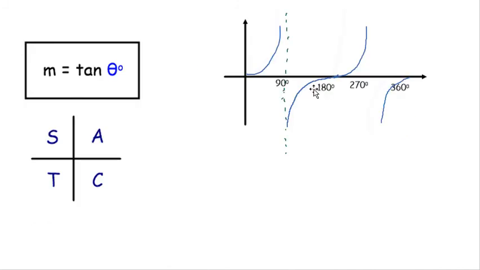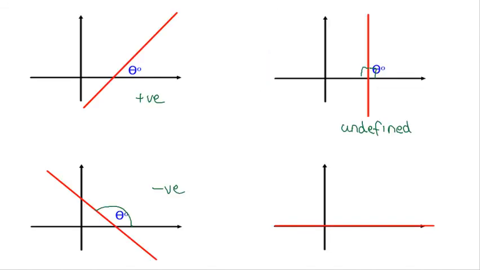And again, a quick look at the tan graph tells us that between 90 and 180 degrees, the tan graph is negative now, it's below the x-axis. So our gradients are all going to be negative for any angle between 90 and 180. And then our final case is where our line makes an angle of 0 degrees or 180 degrees.